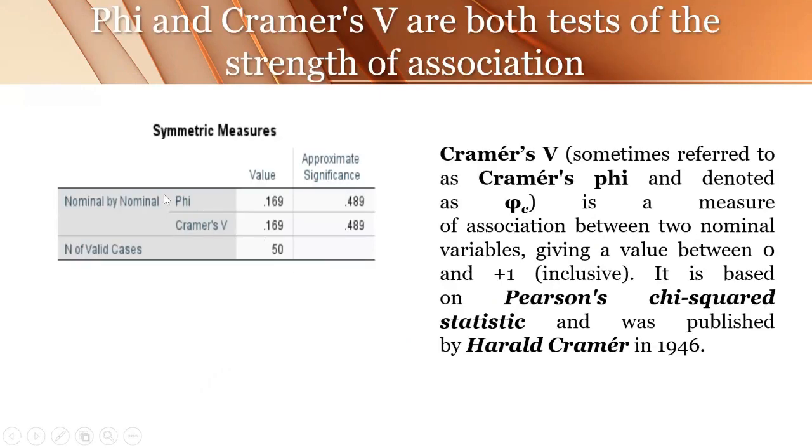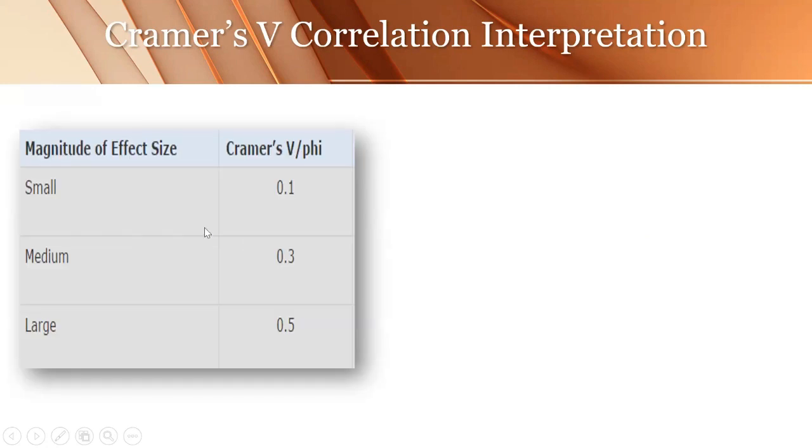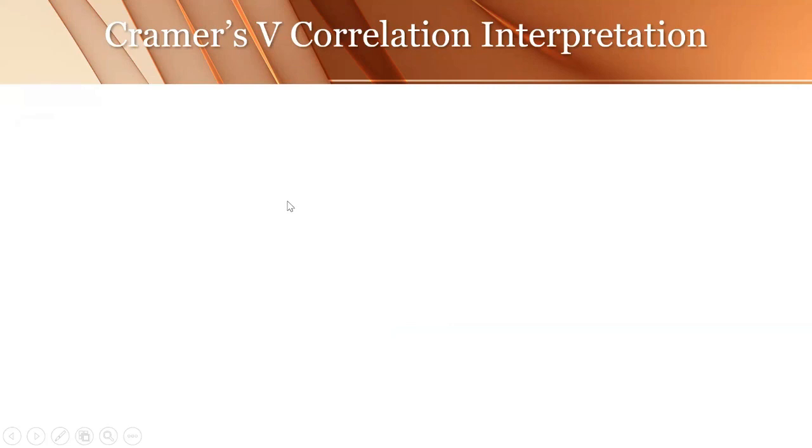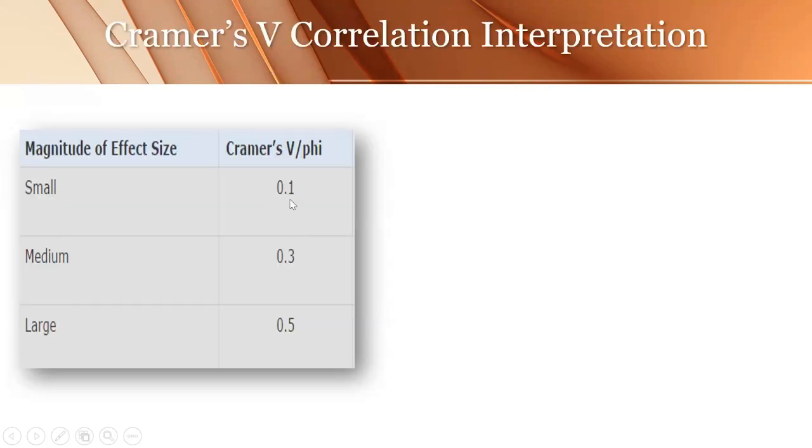Now with regard to Phi and Cramer's V value, as I mentioned, Cramer's V is a way of calculating the correlation in tables that have more than 2 by 2 rows. We are taking Cramer's V value for 2 by 2. Now, how to read it. Our Cramer's V value was 0.169. Okay.